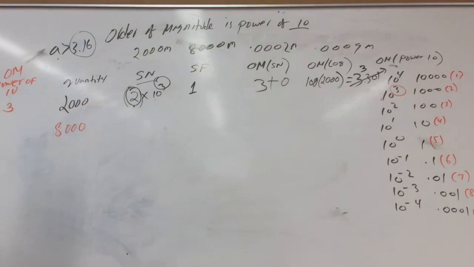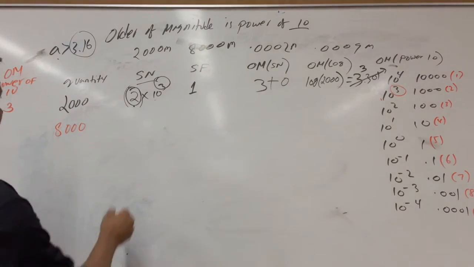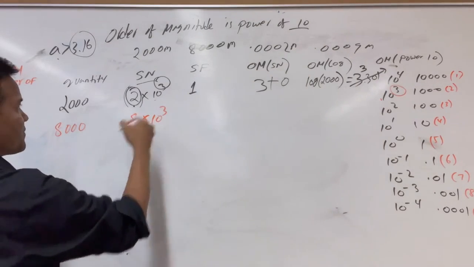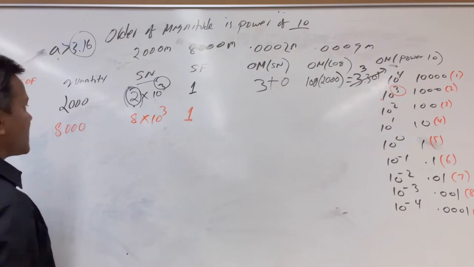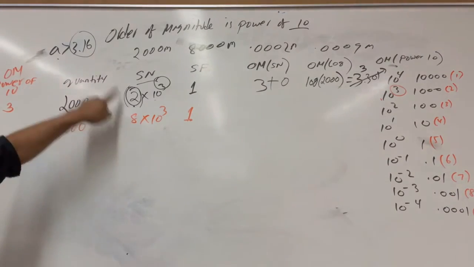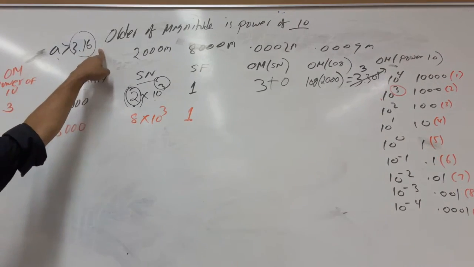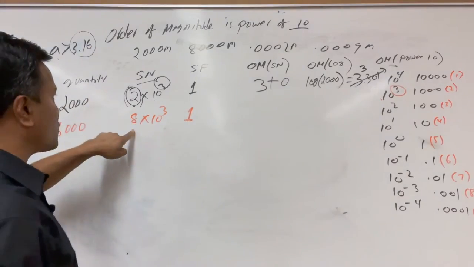Okay, good. Now 8000. 8000 is 8 times 10 raised to 3, and the sig fig is 1. And is 8 bigger than 3.16? Yes, 8 is bigger than 3.16. So what are you going to do?